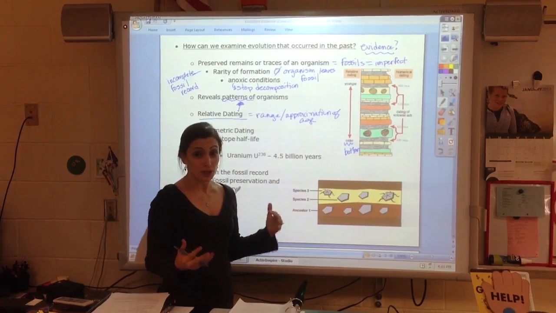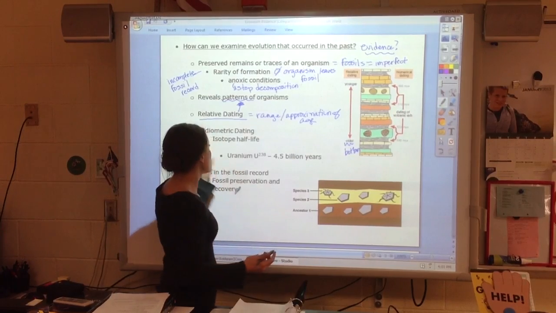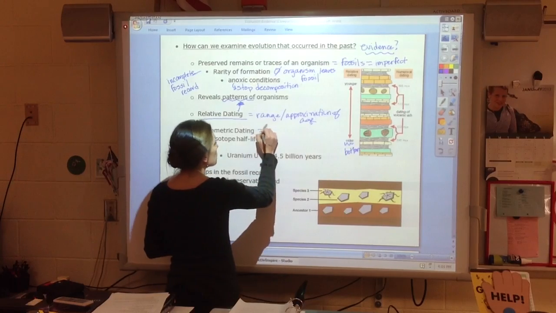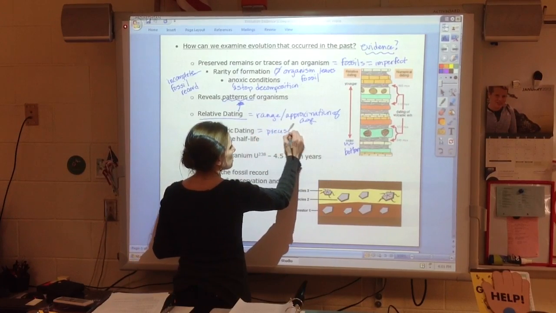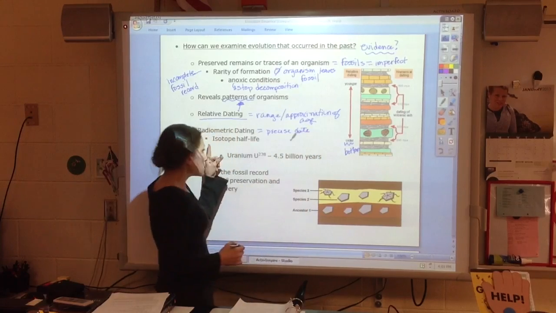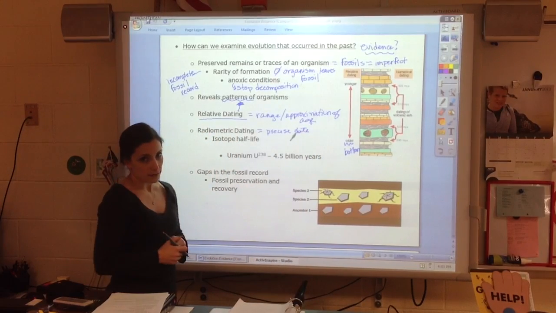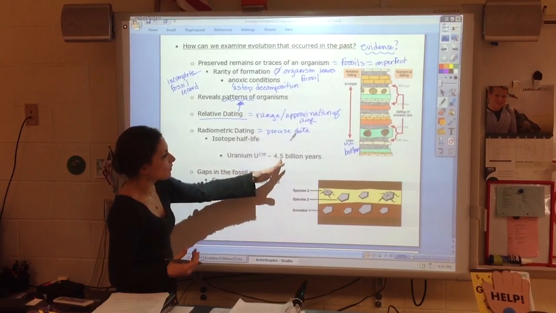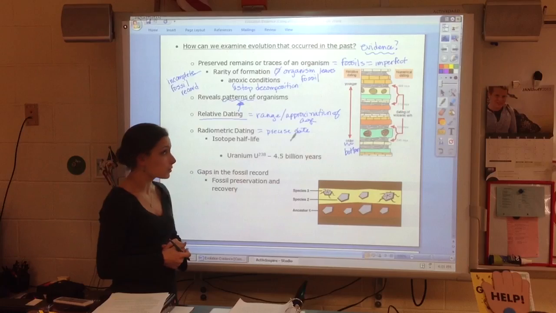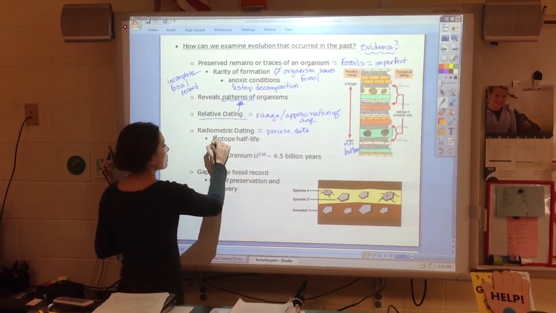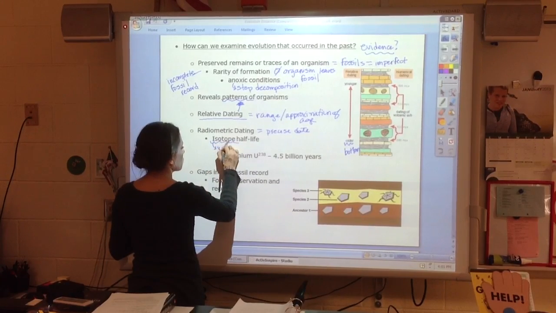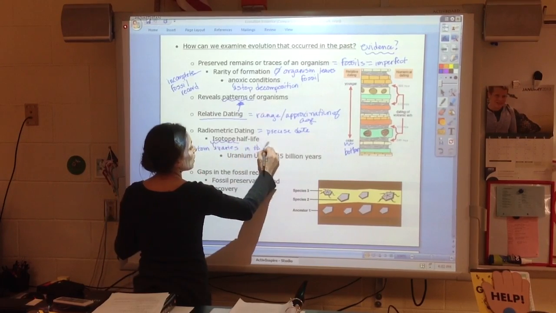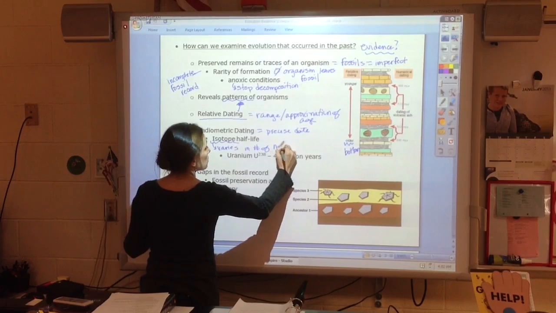What we have been able to do is use science, use chemistry, to actually do something called radiometric dating. And radiometric dating is going to give you a pretty precise date due to something called isotope half-life. We want to take just a second and try to understand how we get these ideas of 4.5 billion years old. When we think about an isotope, keep in mind that an isotope is an atom that varies in the number of neutrons.